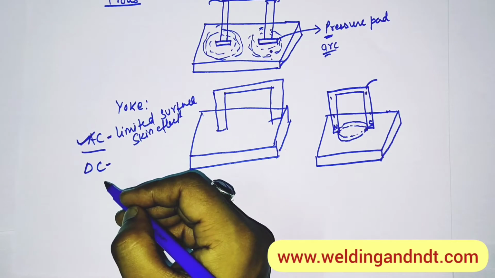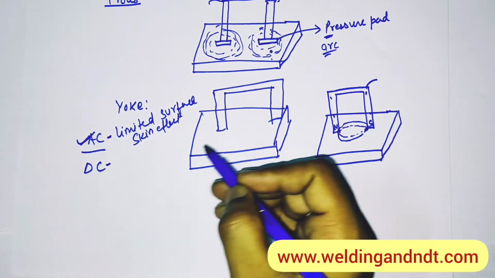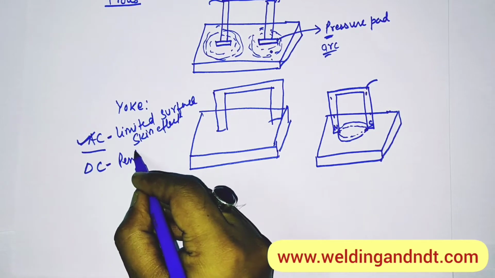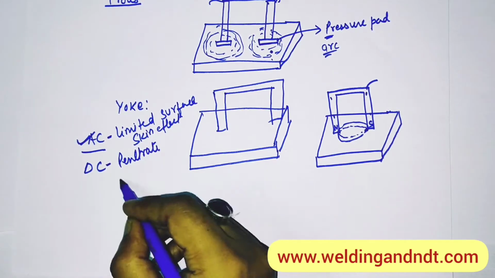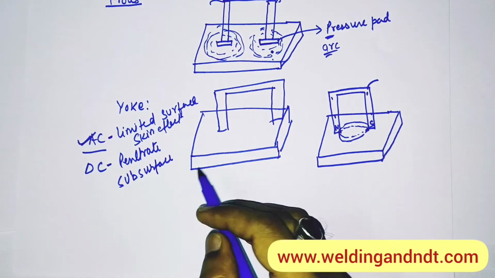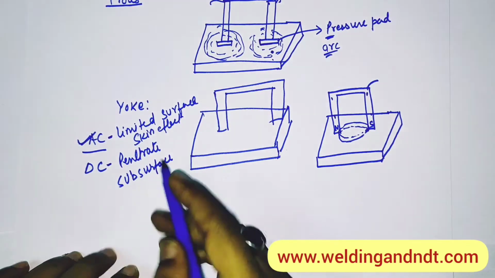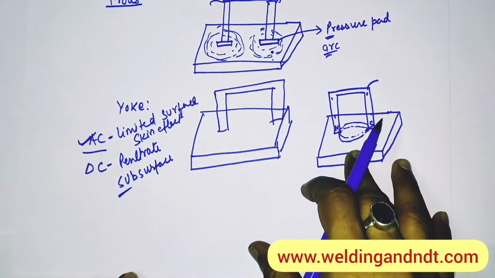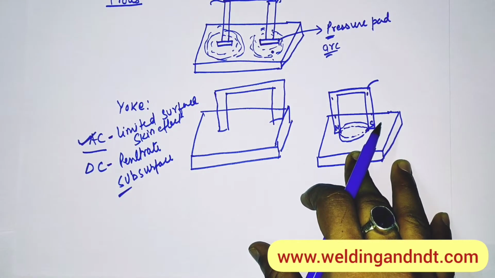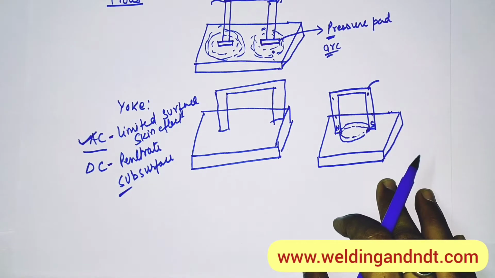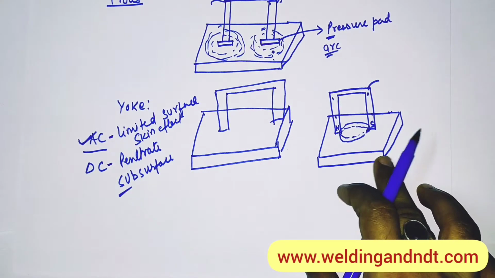Now with the help of direct current, what happens? The current will be able to penetrate the subsurface area also. Hence it is recommended if you have to check the subsurface also. So this is the difference between AC and DC. Now you understood about yoke.